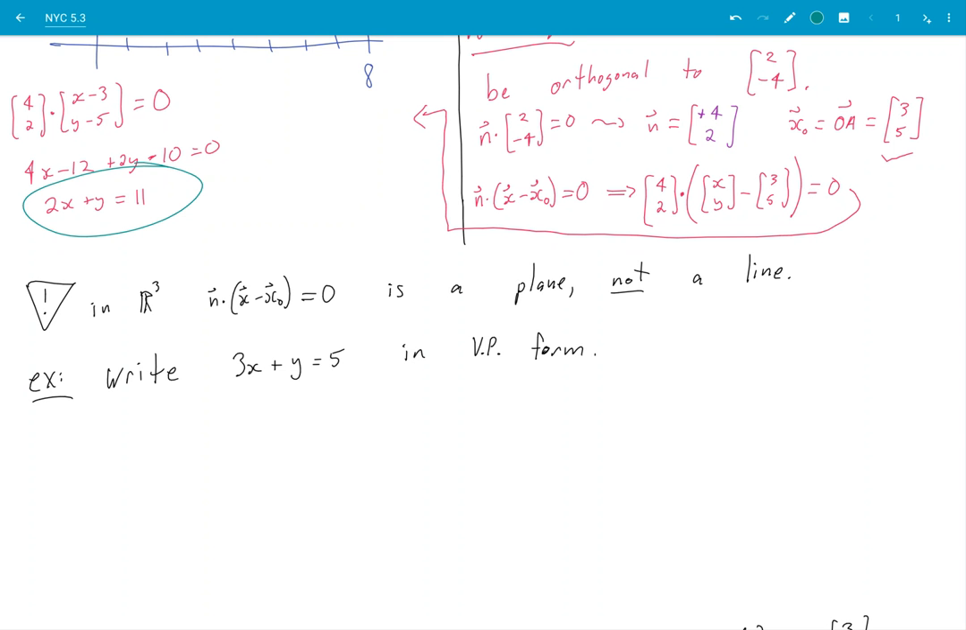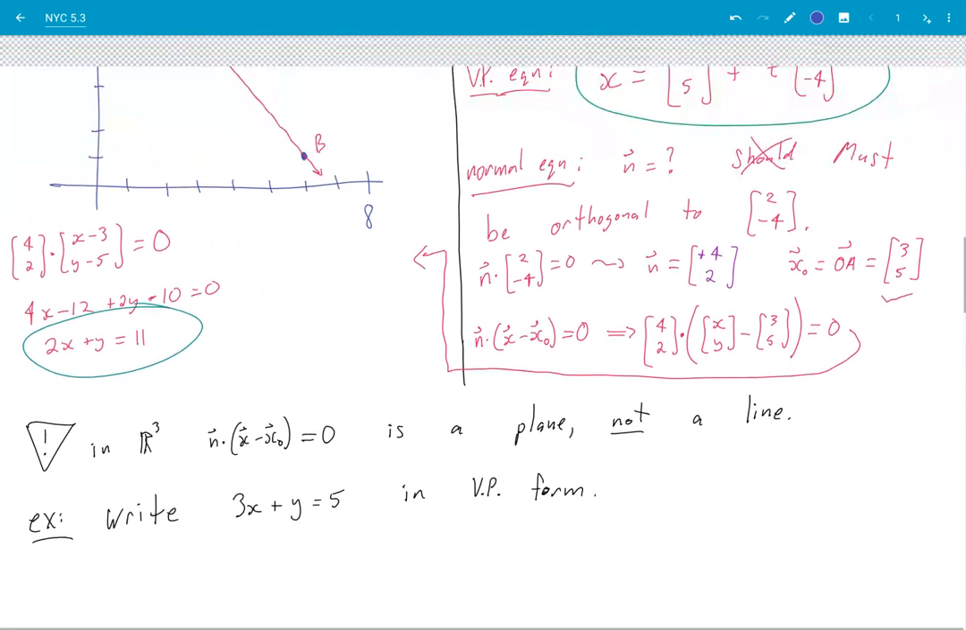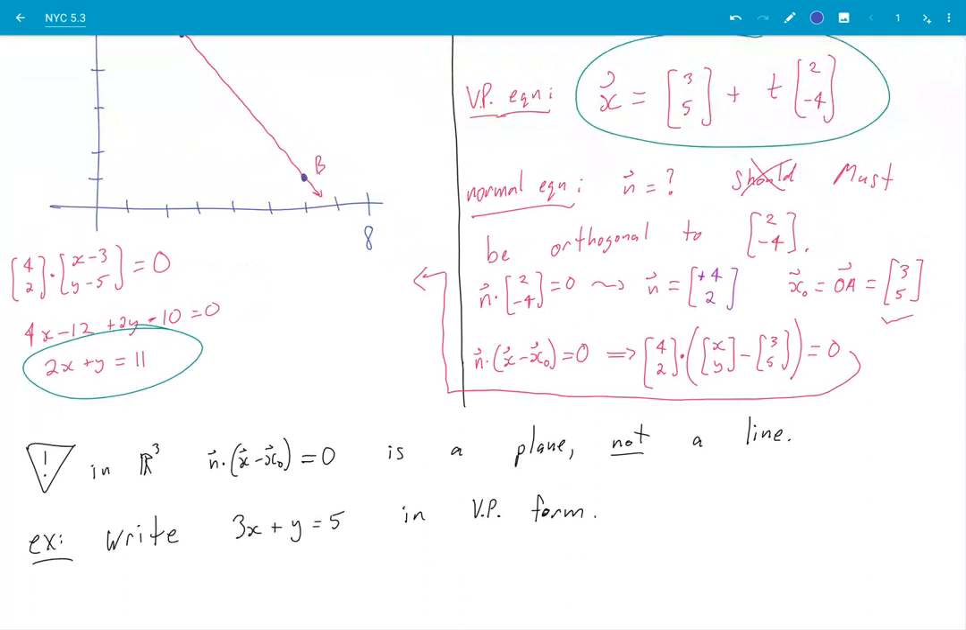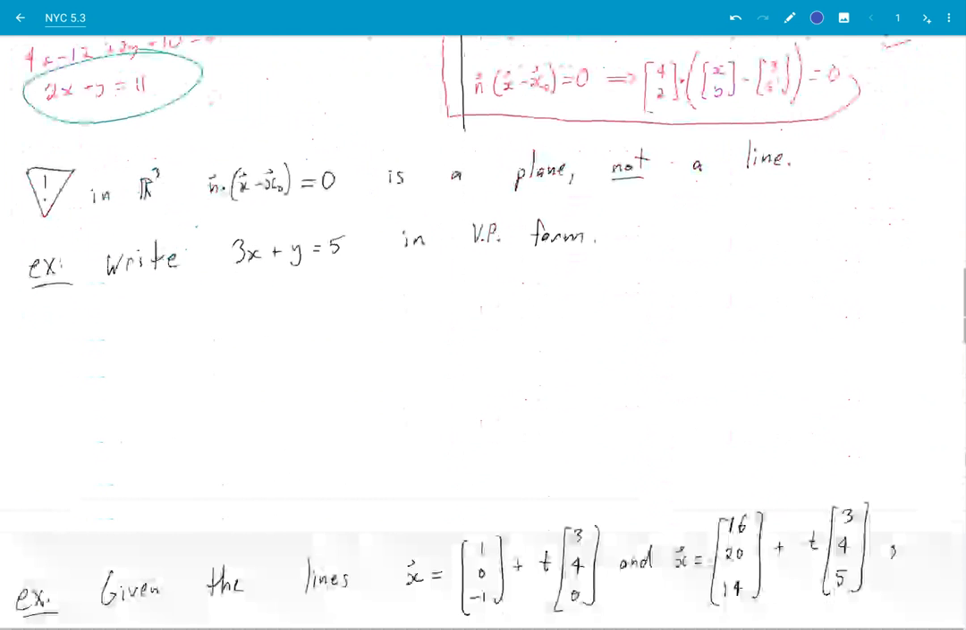Okay, example. Let's see how we can convert from normal form to vector parametric form. In the preceding example, I showed you how to take vector parametric form and eventually arrive at normal form. And now we'll go backwards.